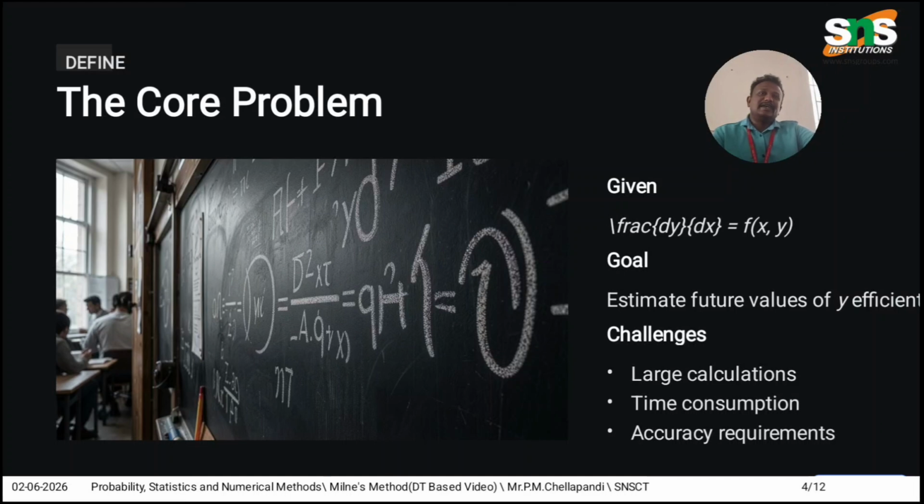However, there are several challenges. The first challenge is large calculation, right? The second challenge is time consumption. The third challenge is maintaining accuracy. So the core problem is how can we calculate future values accurately without performing excessive computations. So that is my question, right? Let us go to the next slide.